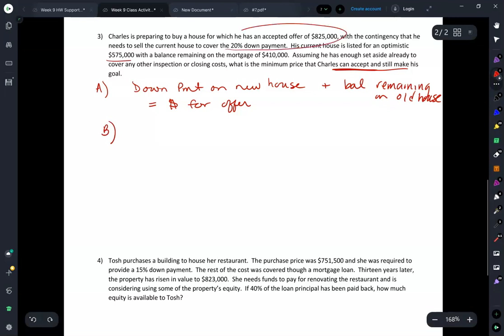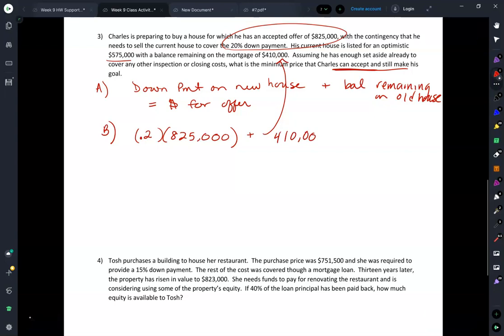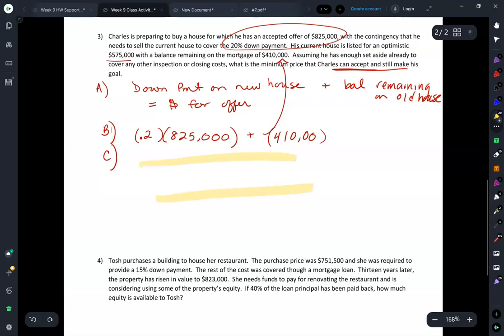So what is 20% of the new house? 20% of the new house would be 0.2 times 825,000. Okay, and then we're going to add to that this value here, what he still owes, and then I'll let you finish that one up and see if that works. Okay, so again, these kind of run together, and then you're going to calculate those and write in a sentence.